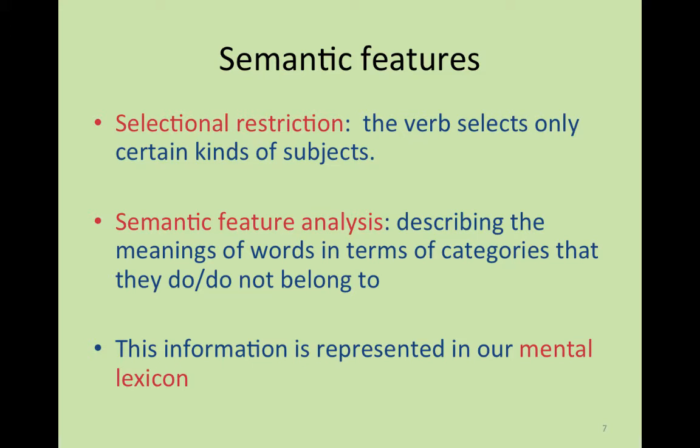Semantic feature analysis is a process where we can describe the meaning of a word, the semantics of a word, in terms of the categories that it does or doesn't belong to. And we generally do this by using positive or negative markers. So you can be plus animate or minus animate. We here listening to this lecture are all plus animate. And this is the type of information that's represented in our mental lexicon. So for every word that we know, we have a whole host of associated semantic properties or features, and this is part of what constitutes our understanding, our meaning of that word in our mental lexicon.